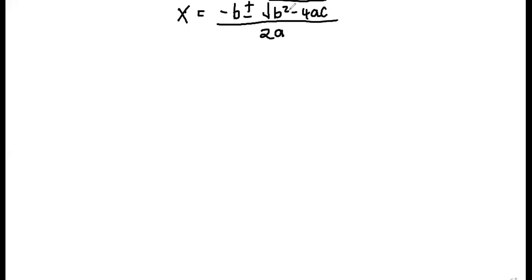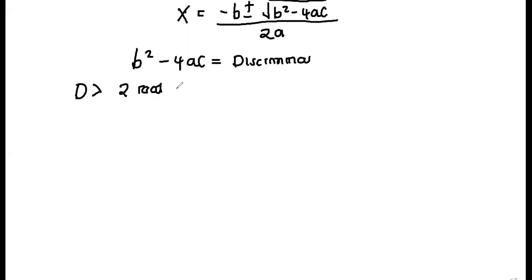Now the square root part is b squared minus 4ac. This is the interior of the square root, and this is what is called the discriminant. We have to check whether it is greater than 0. If the discriminant, which is D, is greater than 0, then the function will have two real solutions, or two real roots.